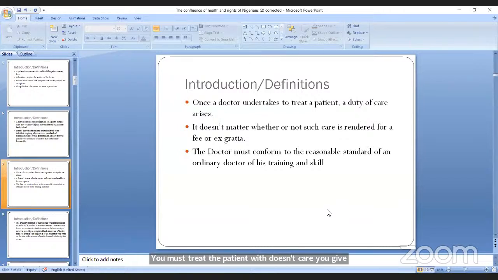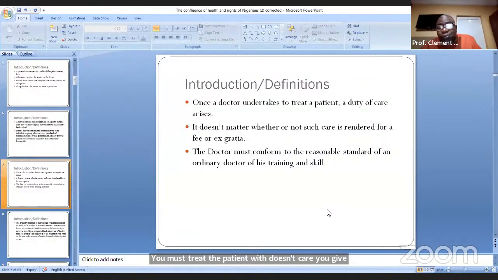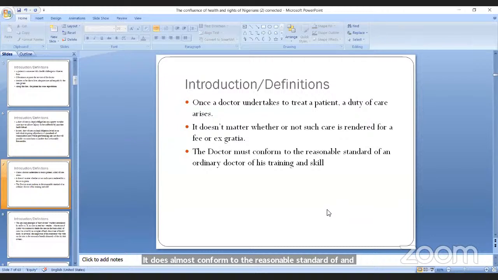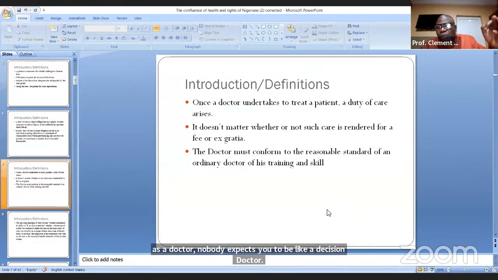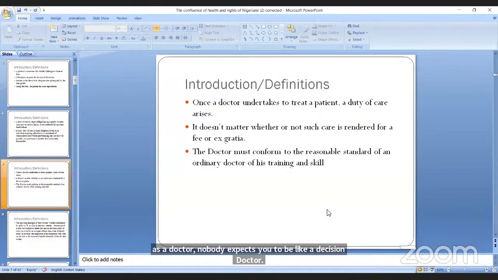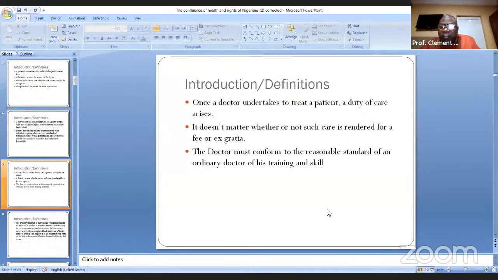We must understand that a doctor must conform to the reasonable standard of an ordinary doctor of his training and skill. What does that mean? That as a doctor, nobody expects you to be like a distinction doctor, that you are high up there, you are infallible. No, you must operate the way an ordinary doctor who is diligent does his work. If you are super, that's extra. But what the law wants from you is to do something.